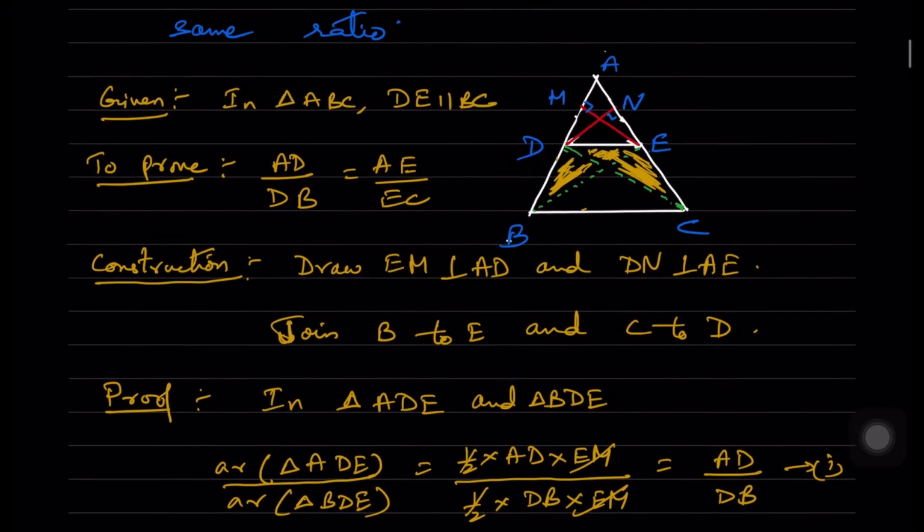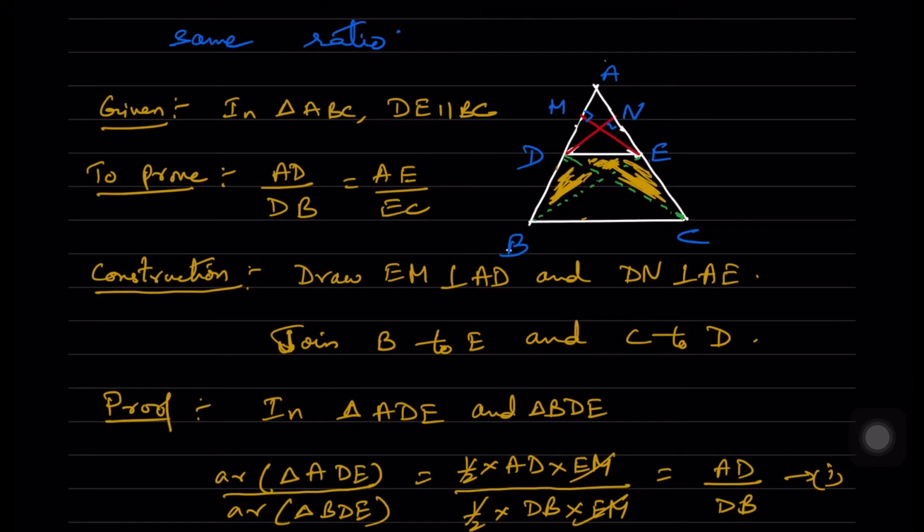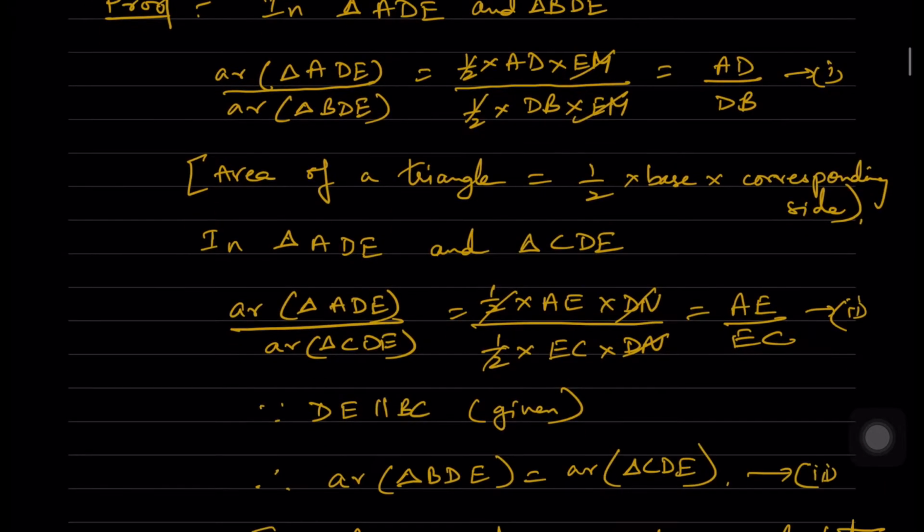So CDE. For CDE, the base is EC and the height will be DN. It's again one more external perpendicular you can draw to the line EC. Now for ADE, AE can be the base, therefore DN becomes the height. So therefore area of triangle ADE by area of triangle CDE is equal to half into AE into DN divided by half into EC into DN, which is equal to AE by EC. So we'll take this as the second equation.